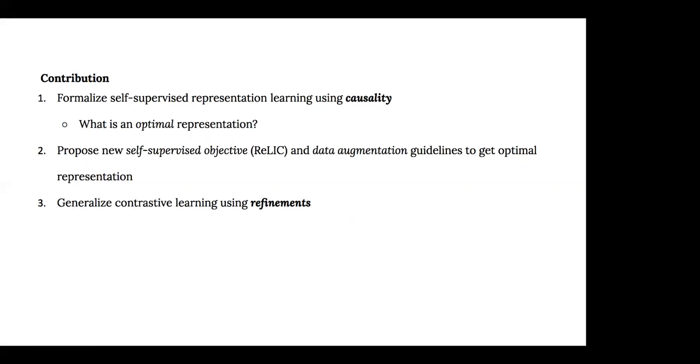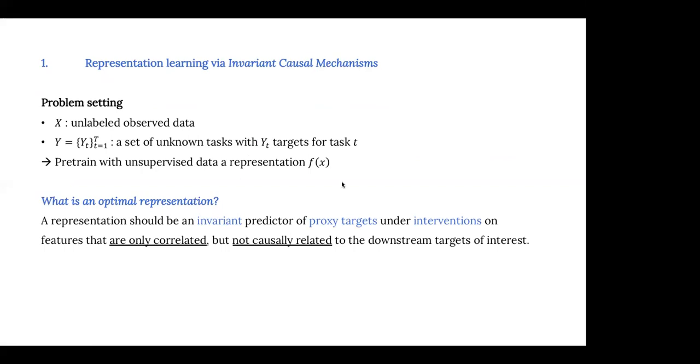Okay, so the first objective is what is the optimal representation, right? So we start, again, with X and Y, and with a set of unknowns: when we want to do generalization, Y is unknown, and the Y can be different domains or even different tasks, right? So the purpose is to learn a representation of X. They define the gold standard representation as a representation that is invariant, which means that it remains the same under interventions, right? Like under changes in distribution. But these interventions have to be performed on the features that are only correlated, but not causally related to Y. And we'll see more in the next slide.